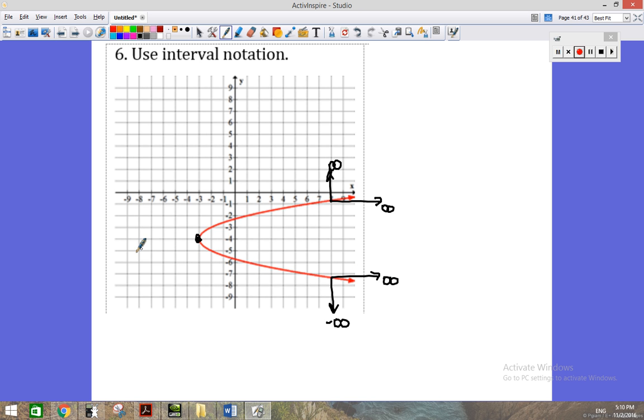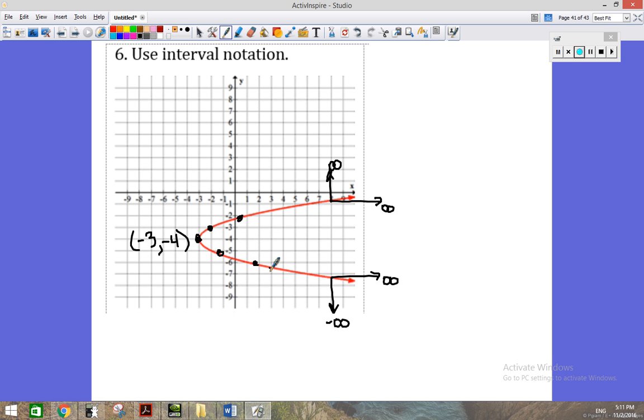Here's my vertex that has coordinates -3, -4. Now, domain is left and right. Domain is the x coordinates. I do not have a point on this graph that's to the left of this point. All of the points on this graph are to the right of that point.